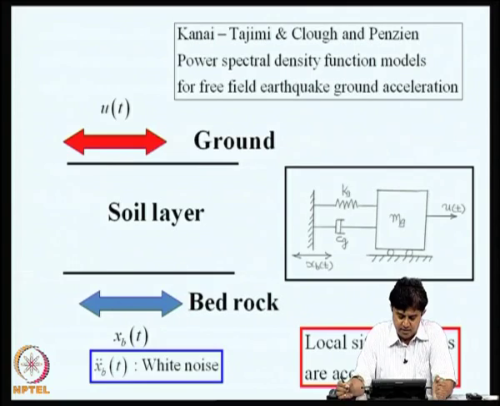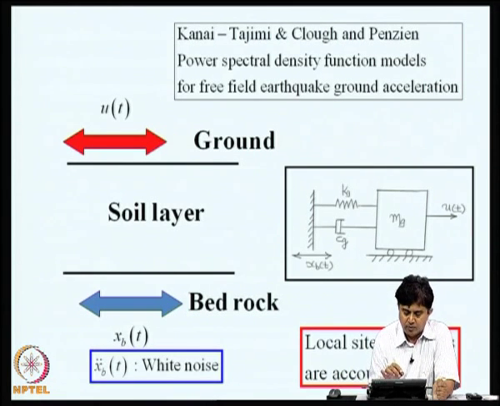One of the conceptually simple models for earthquake ground acceleration is provided by Kanai and Tajimi. Here we consider the soil layer at a given site, and we assume that at the bedrock level the earthquake-induced ground acceleration is a white noise process, and we will model the soil layer as a single degree of freedom system, and the absolute response of this mass is taken as the so-called free field ground acceleration.